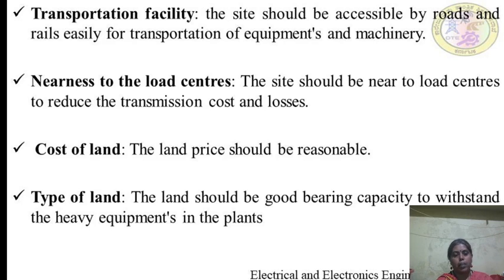The next requirement is the cost of the land. The cost of the land should be reasonable, so that the initial investment of the plant is reduced. Next is the type of the land. The land should have a good bearing capacity to withstand the heavy equipment in the plant, because the equipment used is heavy, so the land should withstand this heavy equipment.